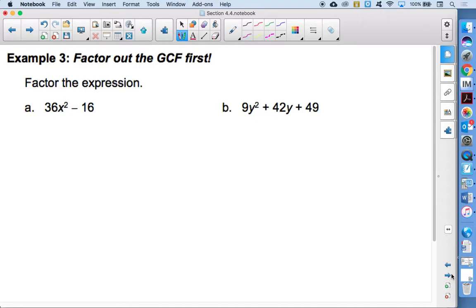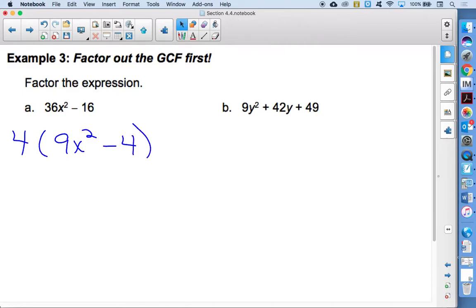So we've got 36x squared minus 16. What do they have in common? Start with that because it says factor out a GCF first. Josh? 4. So if you divide them by 4, what do you have left? 9x squared minus 4. Good. So this is a 2-term 9x squared minus 4.